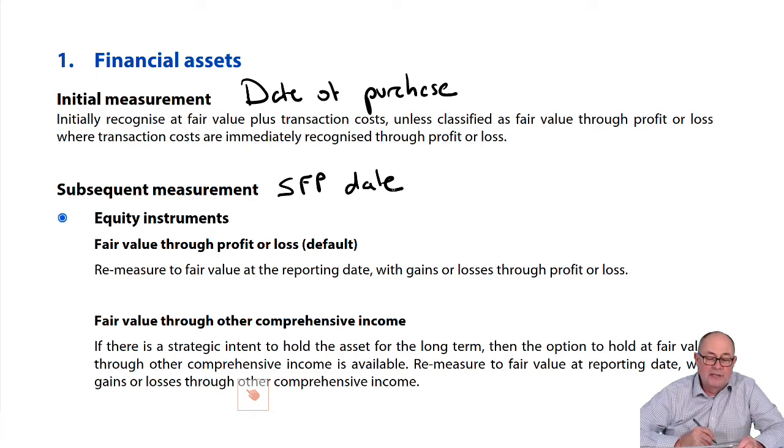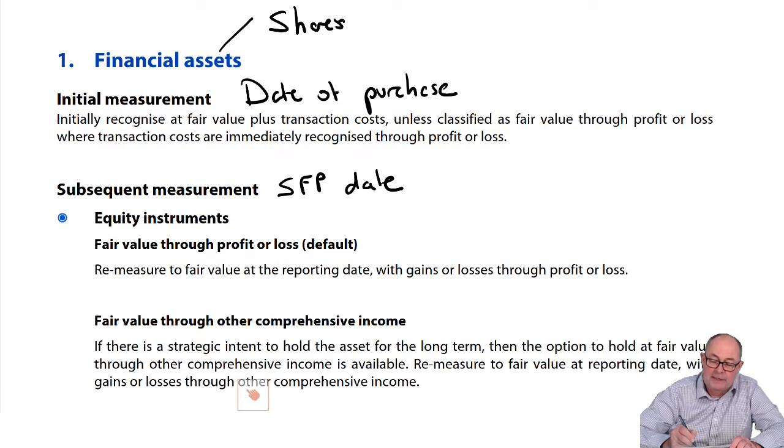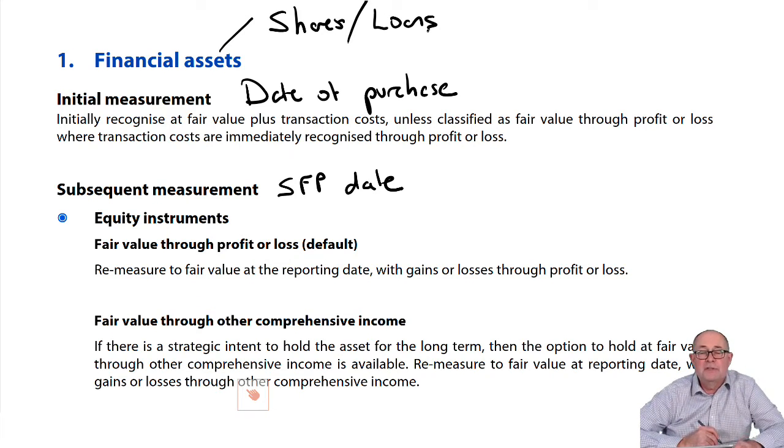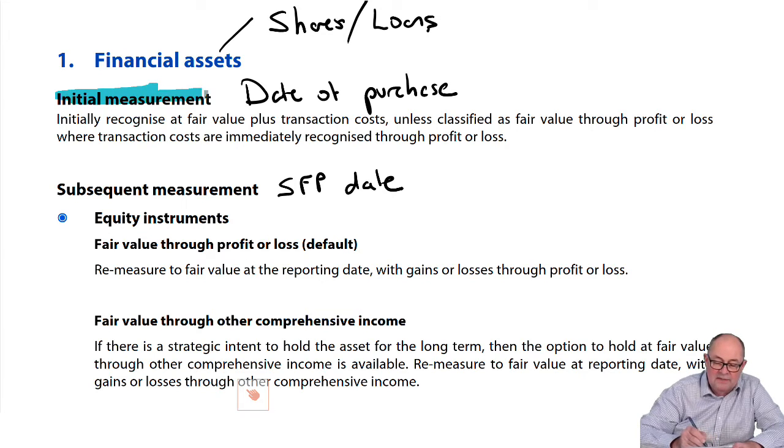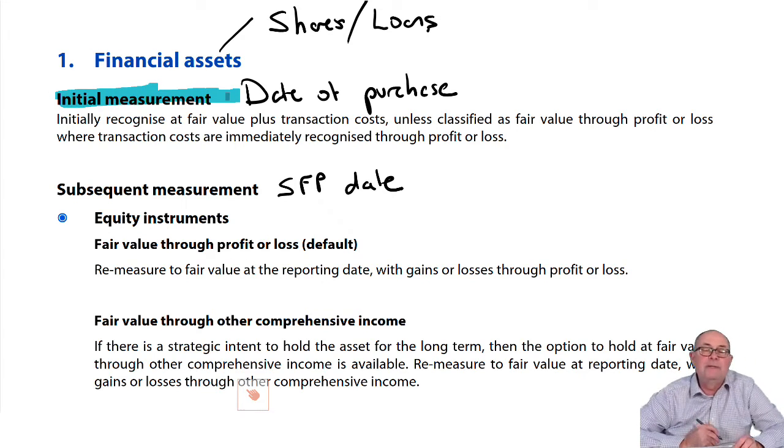When we think about financial assets, we're going to focus on two types. One would be an investment in shares of another company, and the other would be if you lend money to another company, so shares and loans. First of all, we think about initial measurement. That's very simple because if you pay 10 for something, whether it's PPE or shares or loans, that's normally the value at which it is booked.